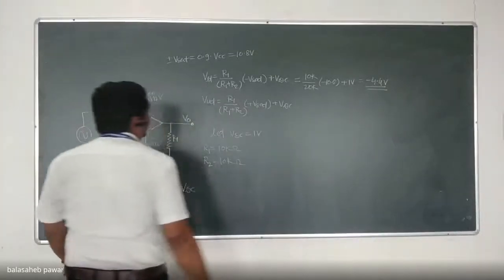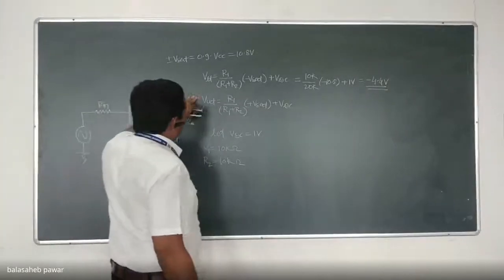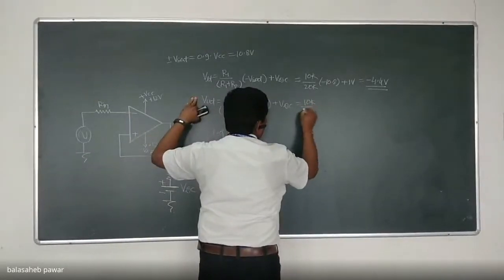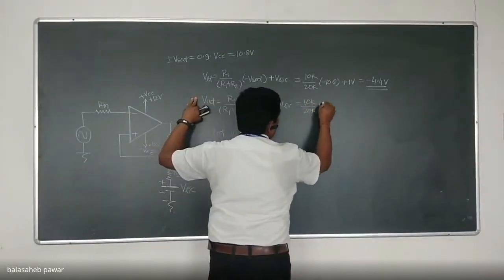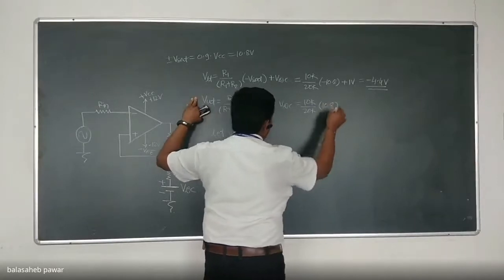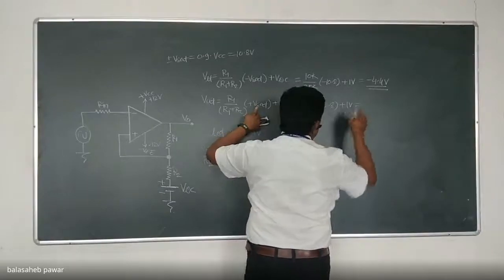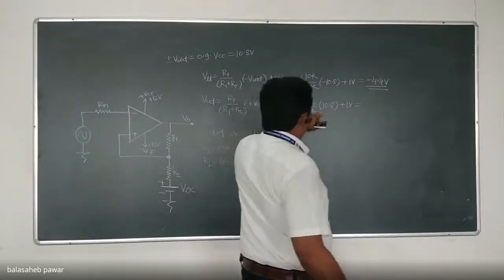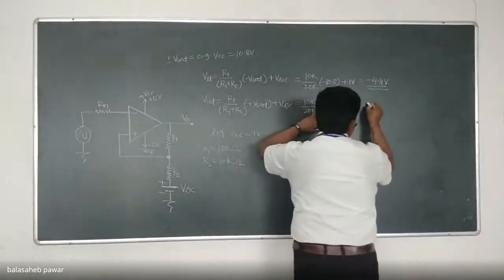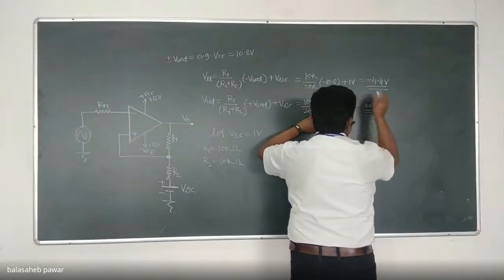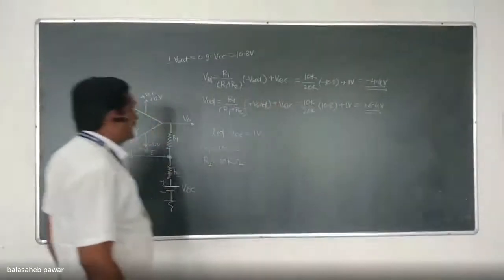Just try it at your end. Similarly, VUT will be again 10K divided by 20K into plus 10.8, that is plus VSAT, and plus 1 volt. So it will be equal to 5.4 plus 1, so it will be plus 6.4 volts. So this will be your VUT, right?